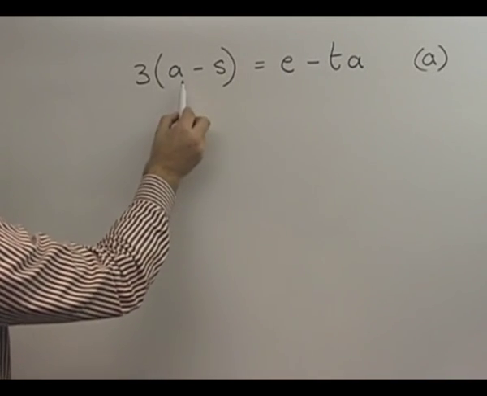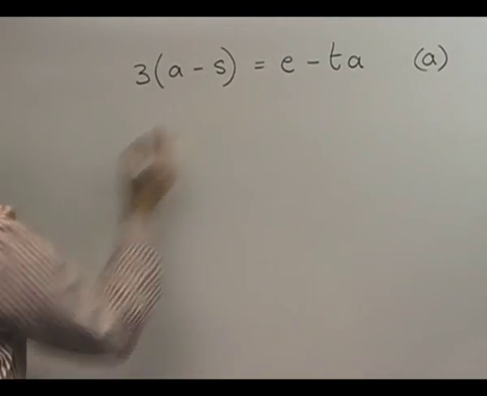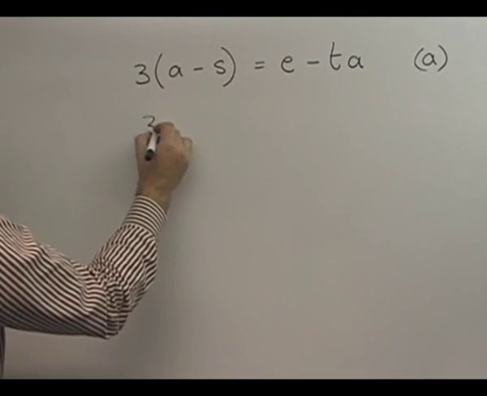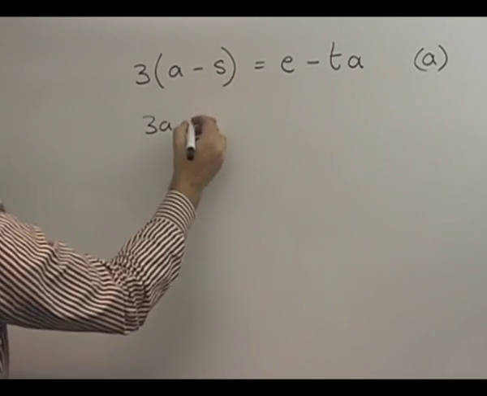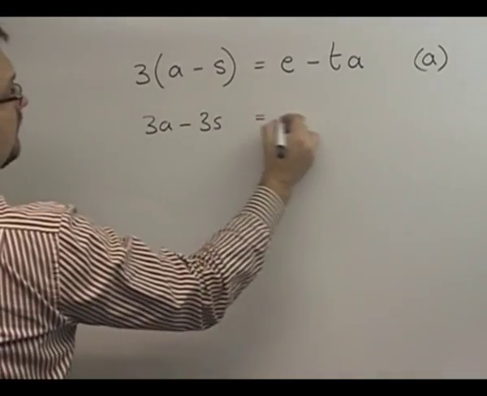I can't eliminate that until I get it outside these brackets, which means I'm going to need to expand these brackets first. So I'm going to do 3 times a is 3a, 3 times s is 3s, and that's take away, and then the rest of it stays the same.